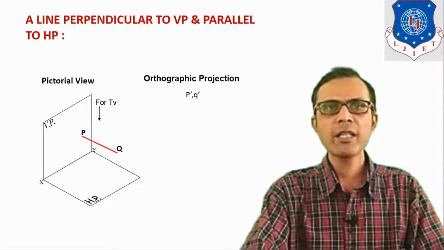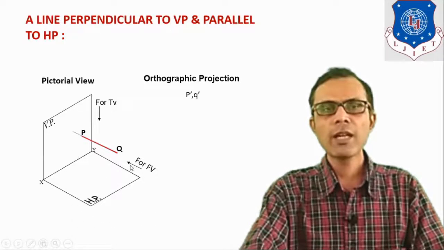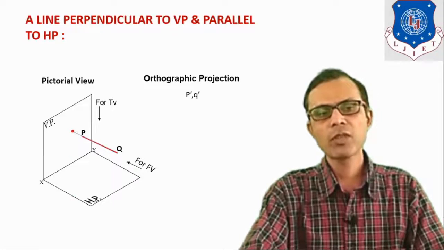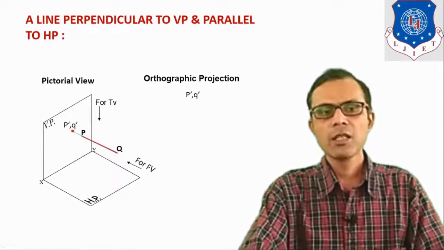So let's take the given line as PQ line, and it is the direction for the front view observer. When we look at this object from this direction, it will look like a point view on VP, that is front view for the given line. So here you can see it is a front view for the given line, P dash Q dash.